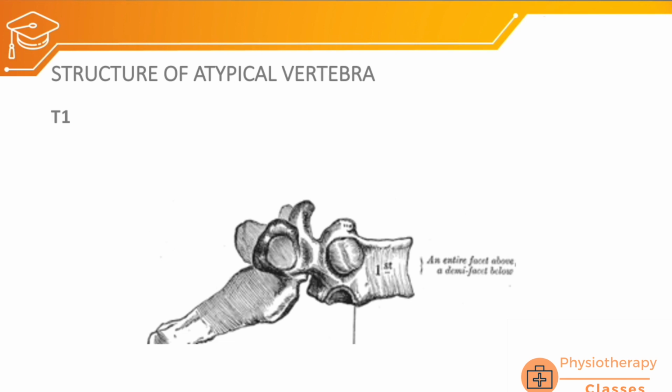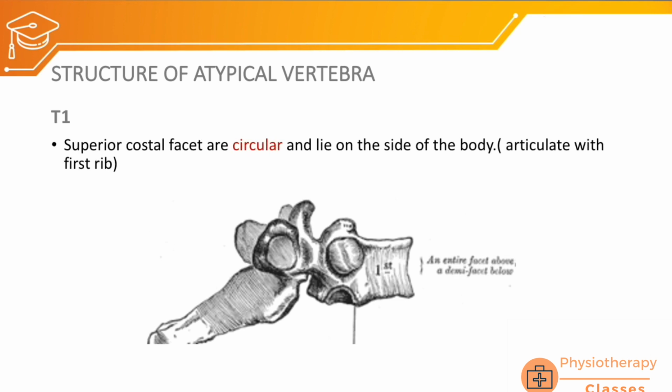So what are the unique features of T1? T1 has two costal facets in the lateral part of the vertebral body. It has one complete facet, that is circular, and one demifacet. The superior facet is circular, the inferior facet is a demifacet, that is an incomplete facet. And it has one costal facet on the lateral part of the transverse process. The superior circular facet articulates with the first rib.